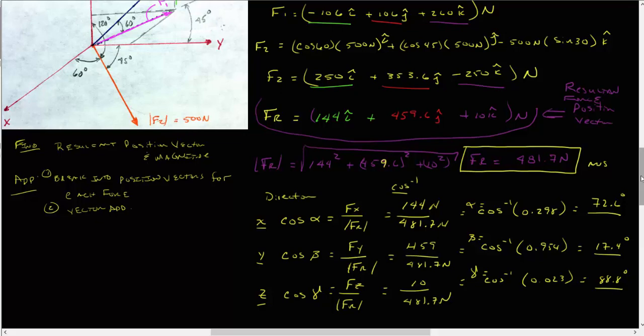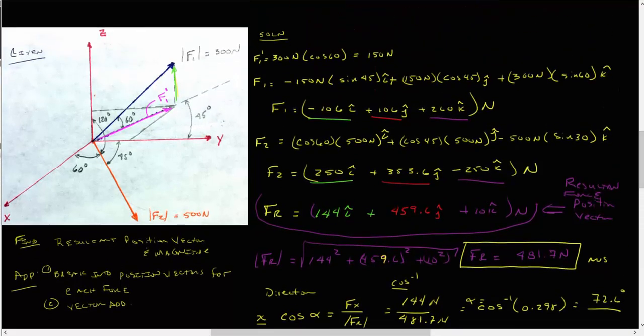So again, a real quick recap. We were trying to find the resultant position vector and the magnitude. My approach was to break each force into its position vectors. So there's the position vectors that I came up with. And then I did my vector addition, which, now that you've had some practice on it, all we're doing is adding the x's, the y's, and the k's.